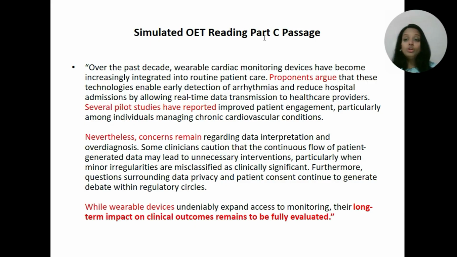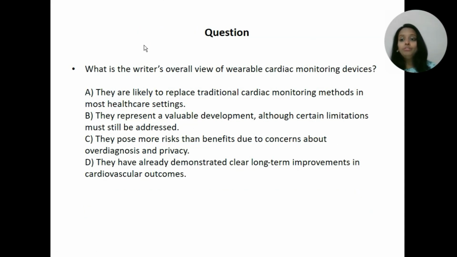Now, step two, you have to eliminate the extremes in the options. If you see option A, likely to replace traditional methods, did the passage say that? No, that's an extreme option, right? So there is no language suggesting replacement, no prediction of dominance. So remove option A.